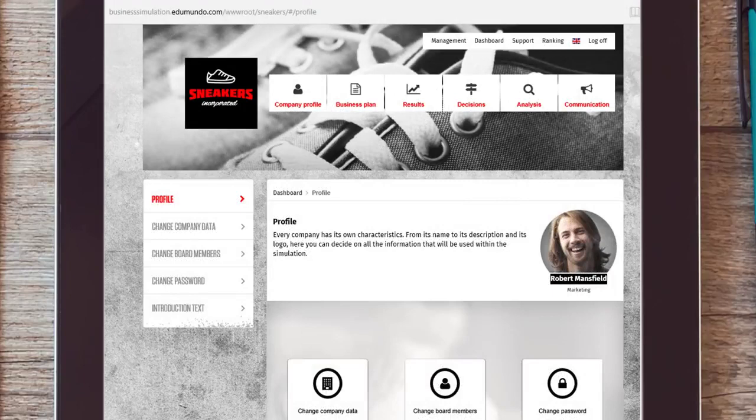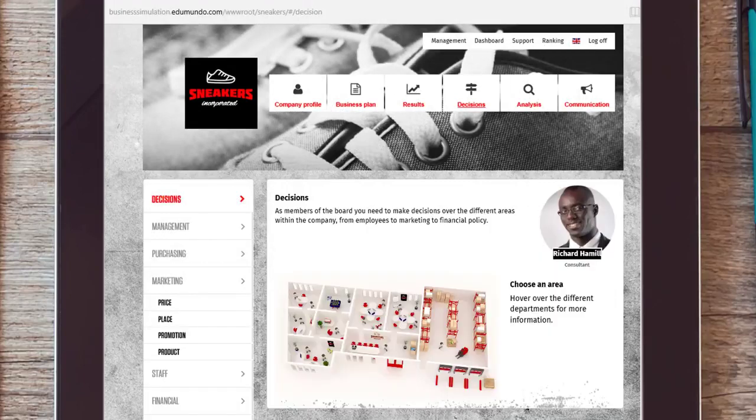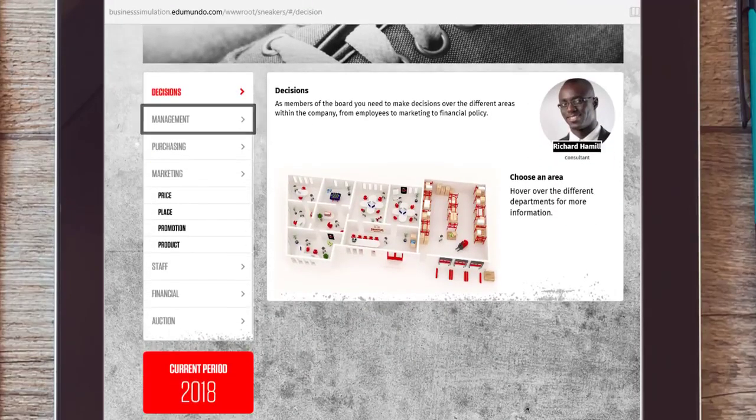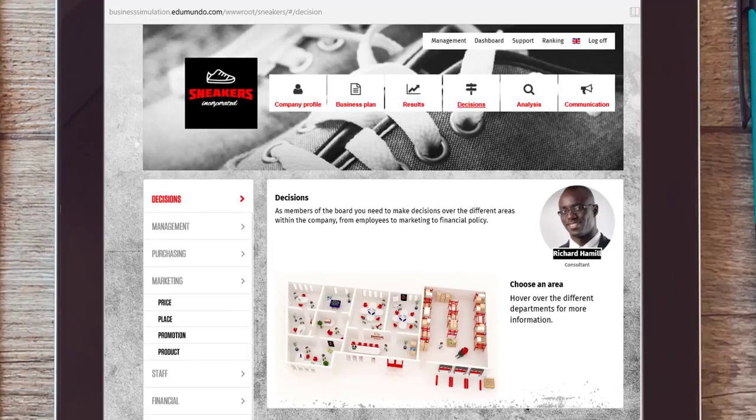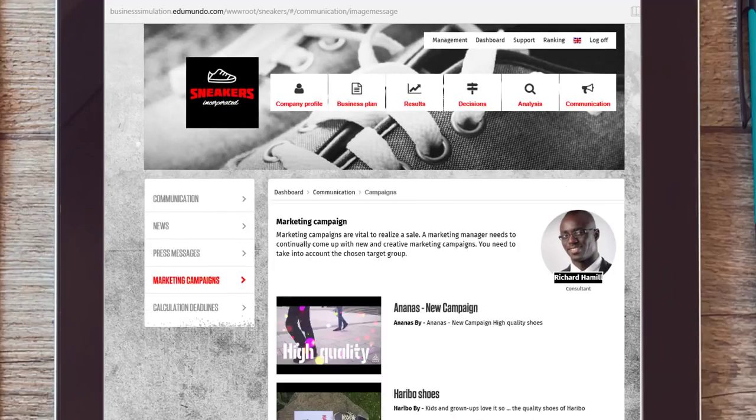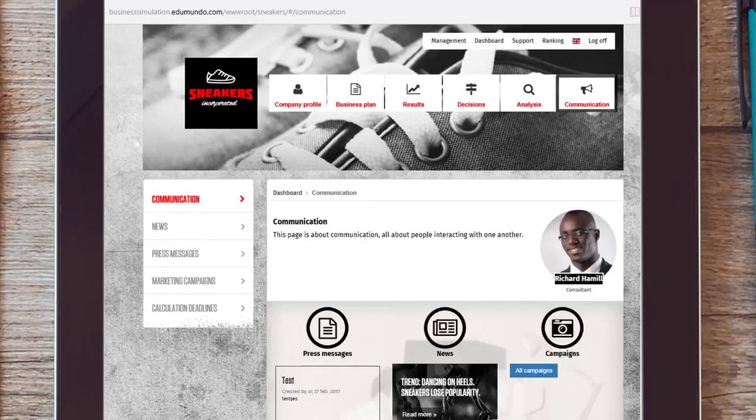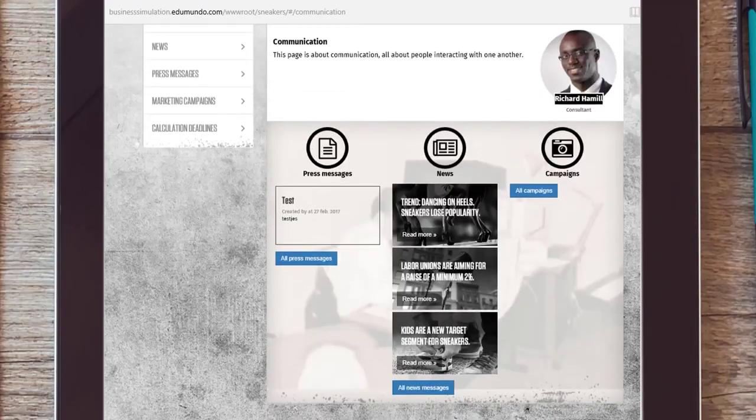To do this, go to the Decisions page where you have to make business decisions in the following sections: Management, Purchasing, Marketing, Staff, and Financial. When you've made all your business decisions, your team is ready for the round calculation. At the Communications page, there is the schedule of the round calculation. Here you can also find information about both the macro and the meso environment.